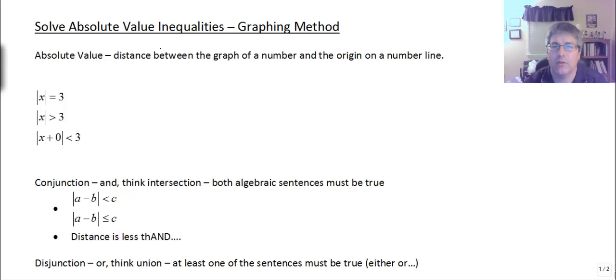So recall that the absolute value is the distance between the graph of a number and the origin on a number line. And I said that the origin is not always 0. That's going to be really important for us here as we determine where the origin is and then take the distance from that origin, and then we're easily able to graph our absolute value inequality and figure out its algebraic solution. So we talked about absolute value being distance, and here in these three examples the distance from some origin is exactly 3 units, or greater than 3 units, or in this final one less than 3 units, and our origin is 0 in each one of these.